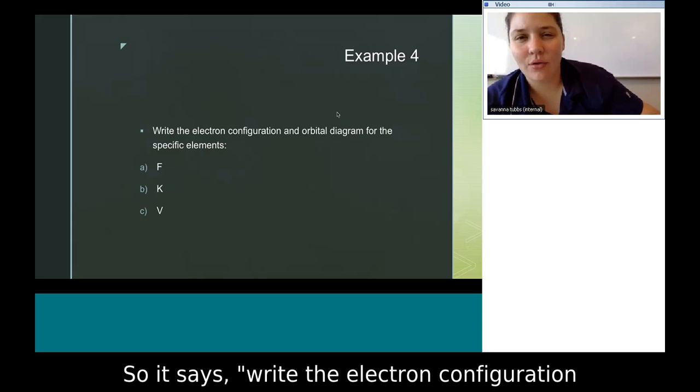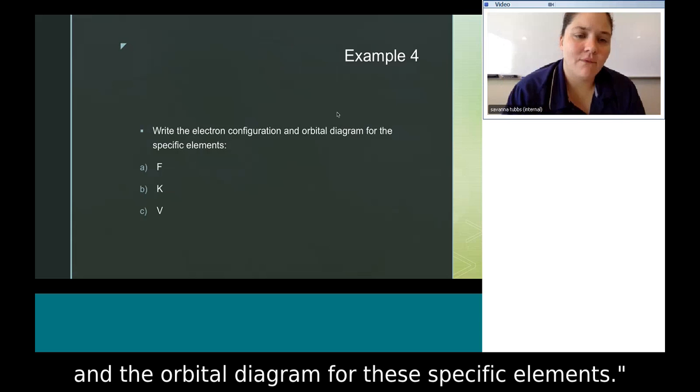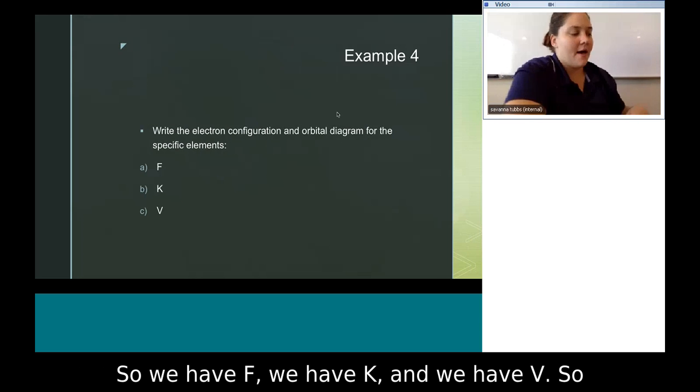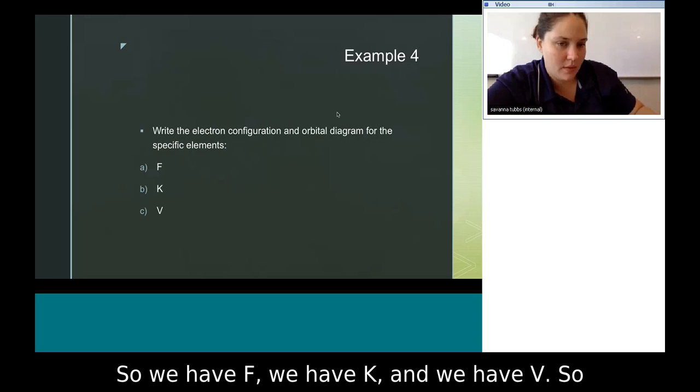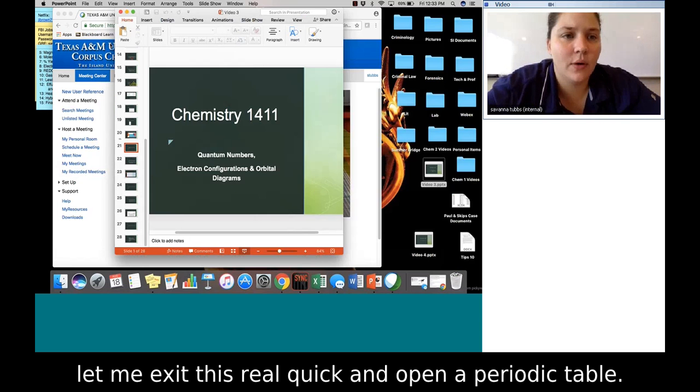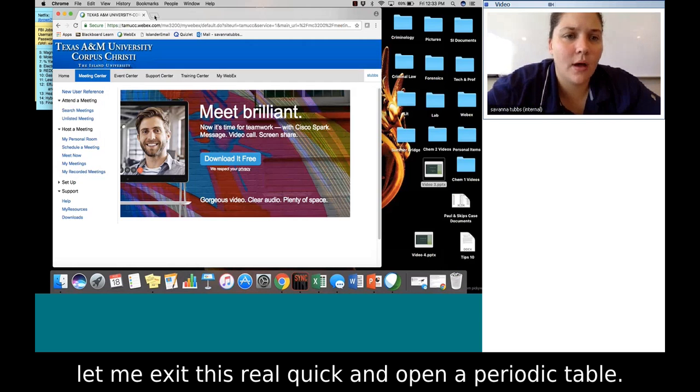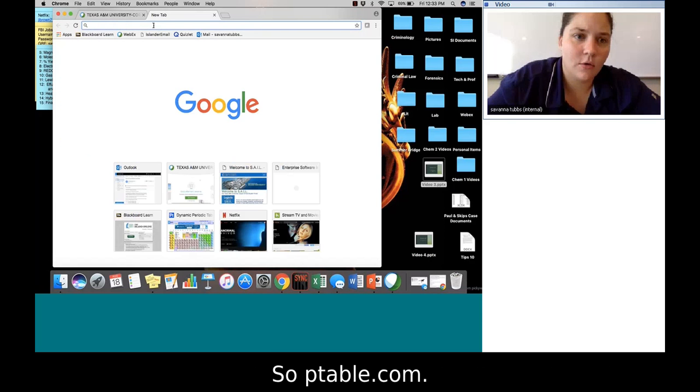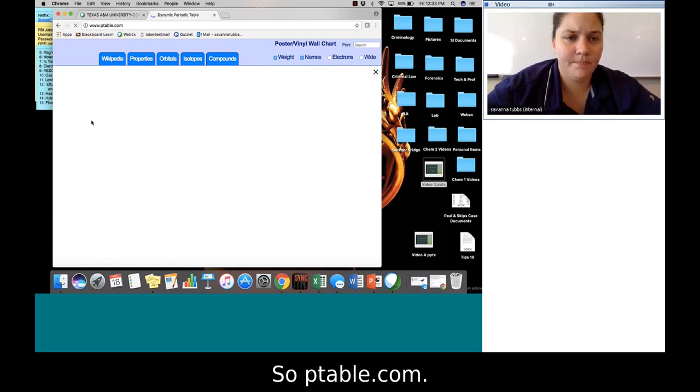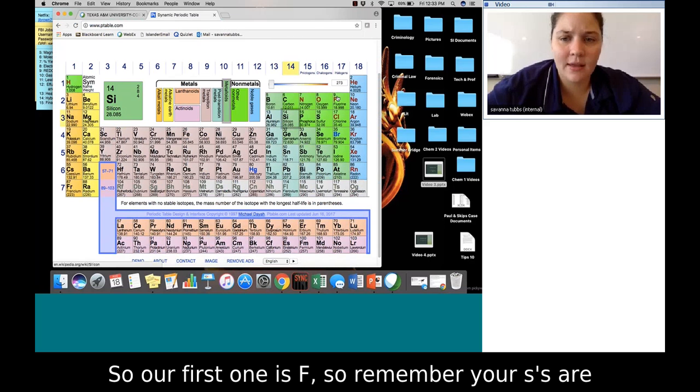So it says, write the electron configuration and the orbital diagram for these specific elements. So we have F, we have K, and we have V. So let me exit this real quick and open a periodic table. So ptable.com. So our first one is F.